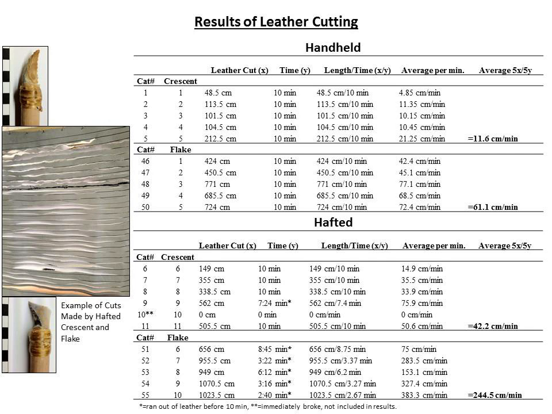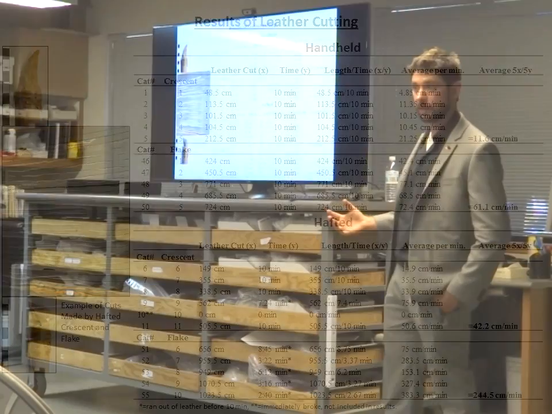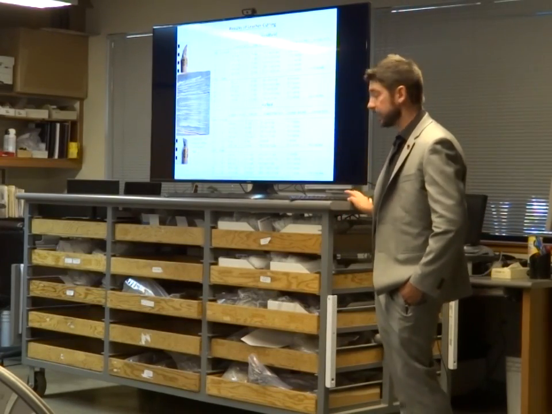So the results. Handheld, the flakes cut 61.1 centimeters per minute compared to the crescents, which only cut 11.6 centimeters per minute. And the hafted flakes cut 244.5 centimeters a minute compared to the hafted crescents, which only cut 42.2 centimeters per minute. Another thing to note is that the flakes produced fairly clean, straight cuts compared to the crescents, which made very rough and ragged cuts. These results are statistically significant.